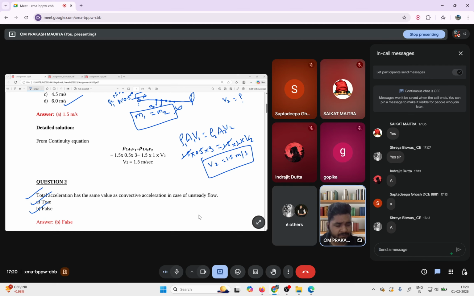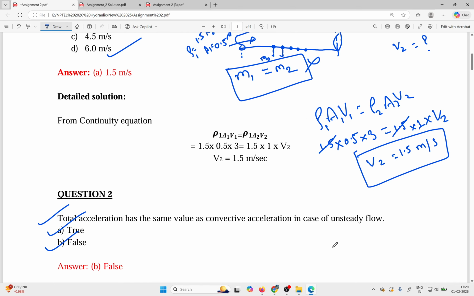Anyone can write? Very important. Okay, no issue, I'll tell you this. Please wait. So your total acceleration is local acceleration plus convective acceleration. This is already written here.